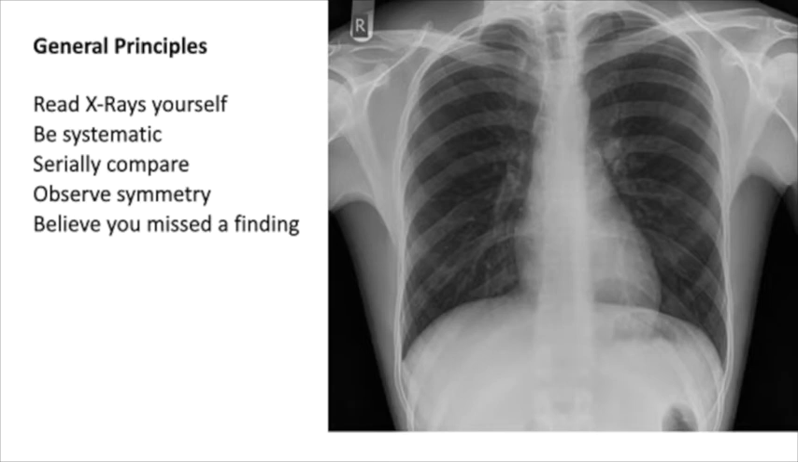In serially comparing, sometimes you have, for instance, trauma of the right ankle. If you have any doubt, you can request the left ankle as well. So you can compare both ankles and look at whether there is any difference between them. In case you have any doubt, you always have to believe you missed a finding. That means you have to read the X-ray at least 3 times, from different angles and different distances.